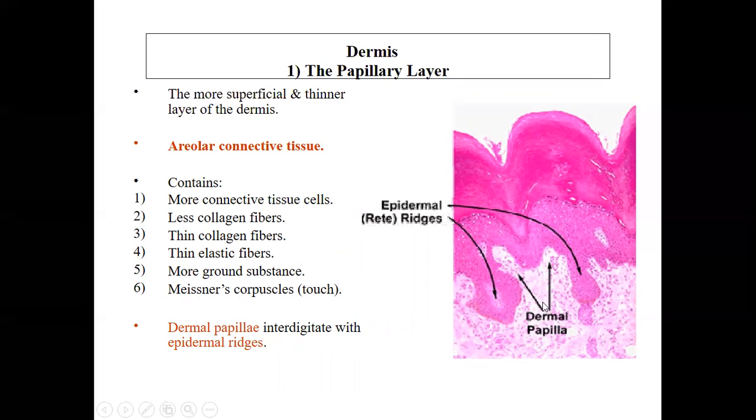And then we have the dermal papilla. Okay, this is the dermal papilla. It interdigitates between the epidermal ridges. This is the epidermal ridge.